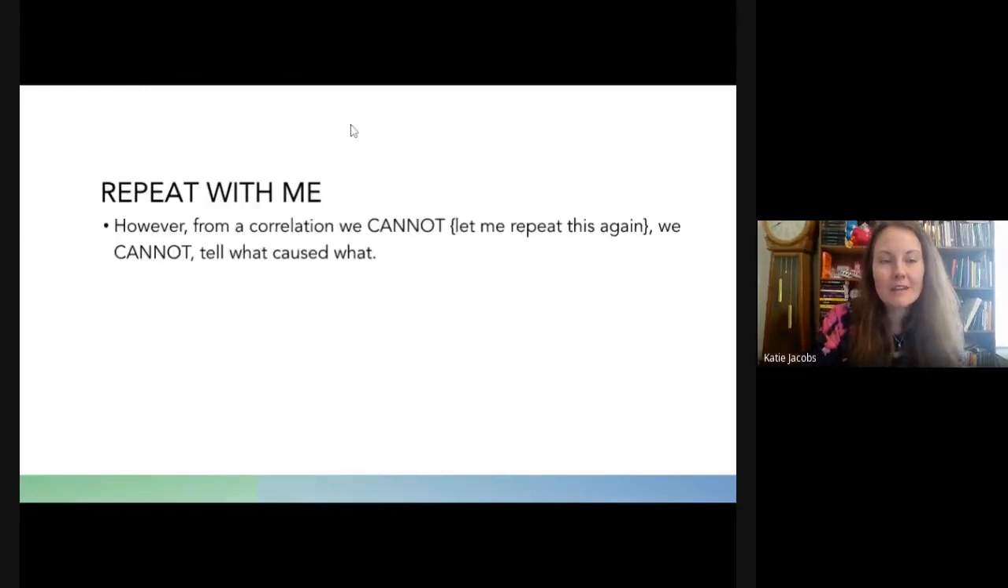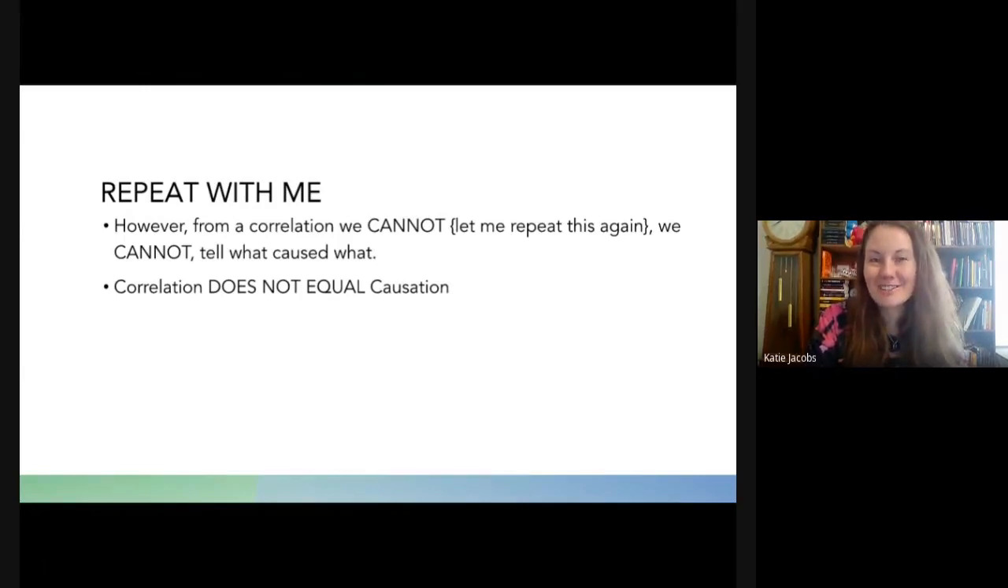Okay, so repeat with me. Correlation does not equal causation. So again, however, from a correlation, we cannot, let me repeat again, we cannot tell what caused what. We just know there's a relationship there if it has a significant correlation. So again, correlation does not equal causation.